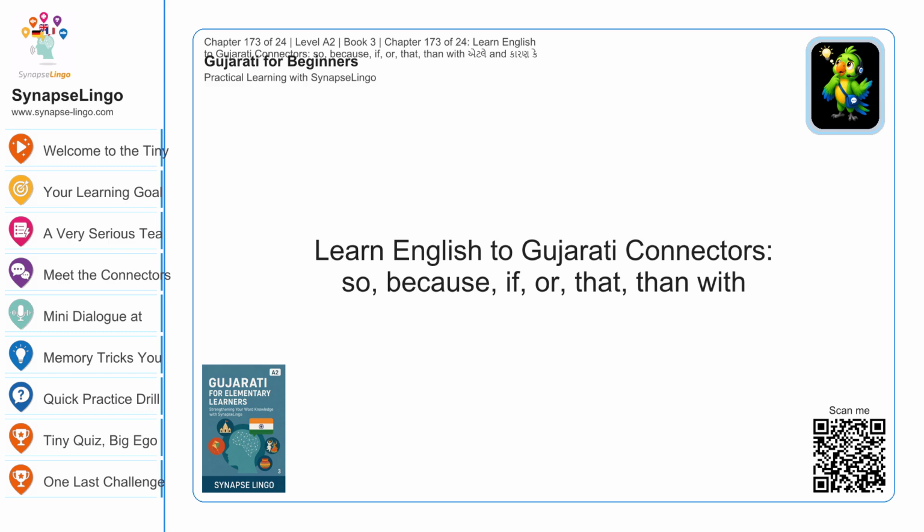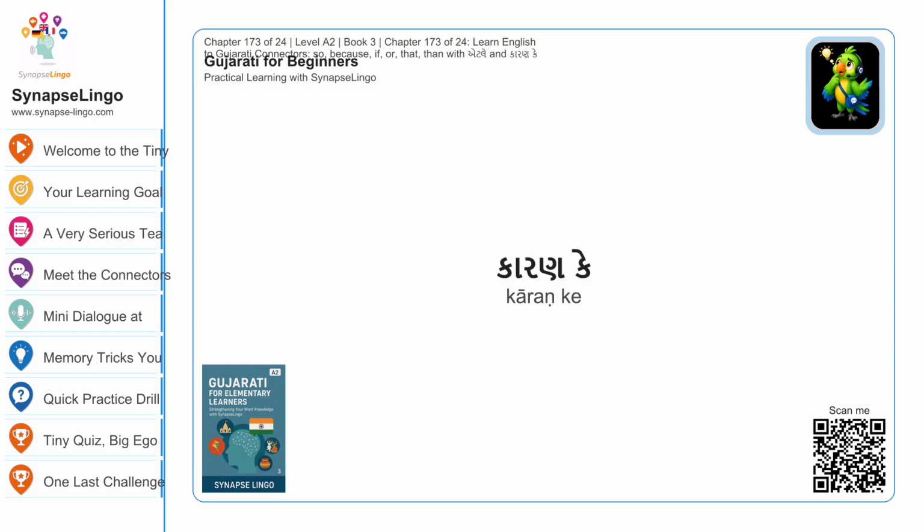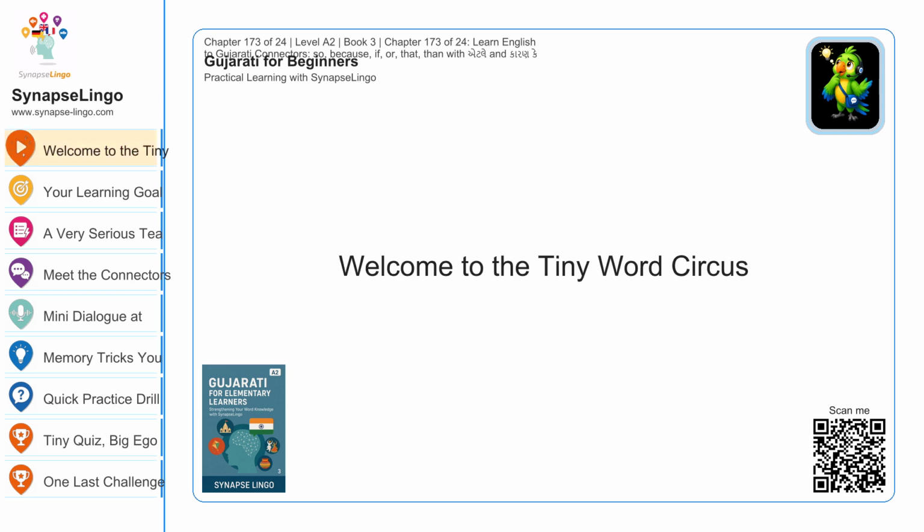Learn English to Gujarati connectors. So, because, if, or, that, then with. એટલે, And. કારણ કે. Welcome to the Tiny Word Circus.